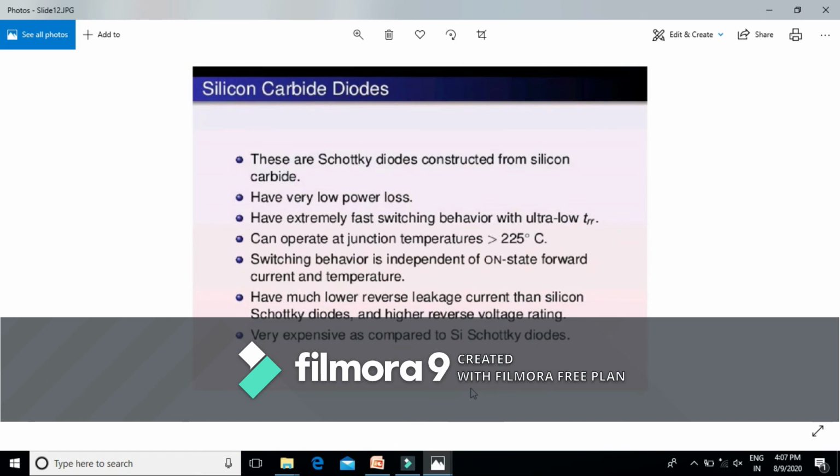Silicon carbide diodes. These are Schottky diodes constructed from silicon carbide. These have very low power loss. These have extremely fast switching behavior with ultra low reverse recovery time. These can operate at junction temperatures greater than 225 degrees Celsius. Their switching behavior is independent of on state forward current and temperature. These have much lower reverse leakage current than silicon Schottky diodes and high reverse voltage rating. These are very expensive as compared to silicon Schottky diodes.